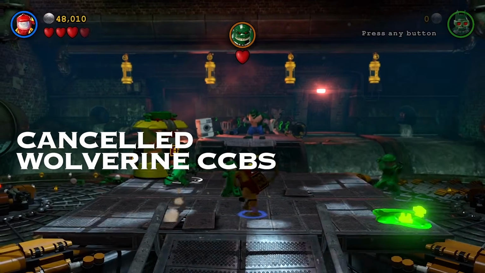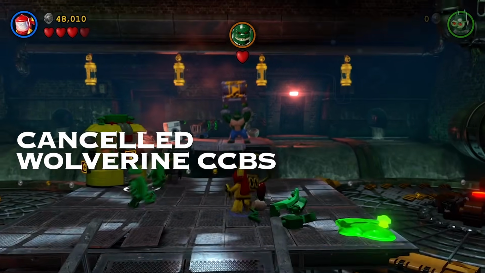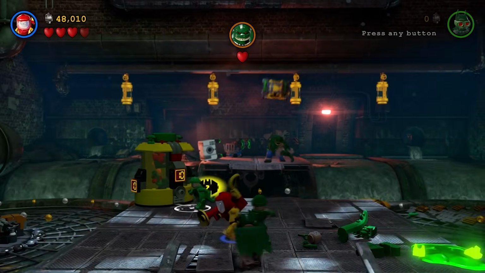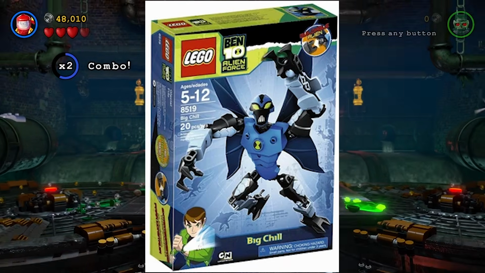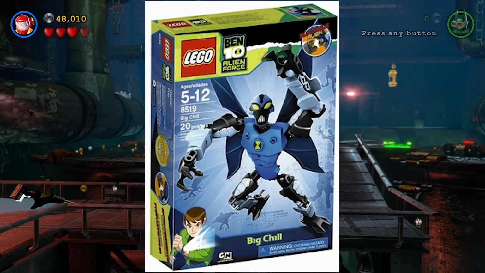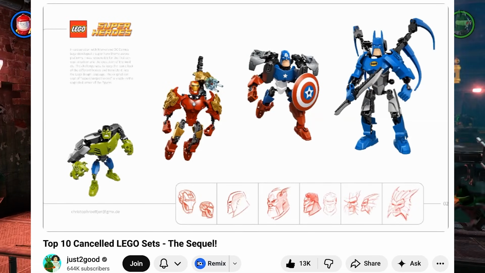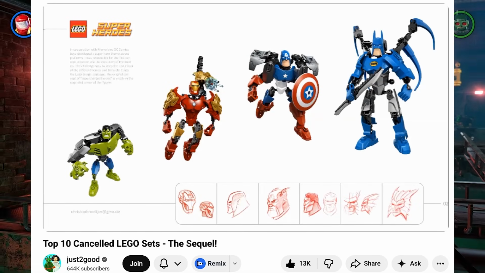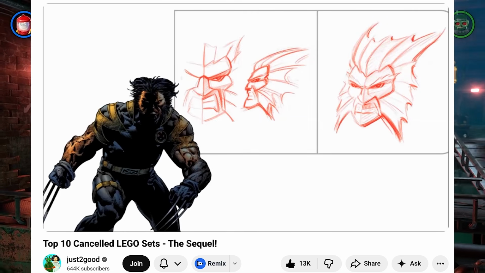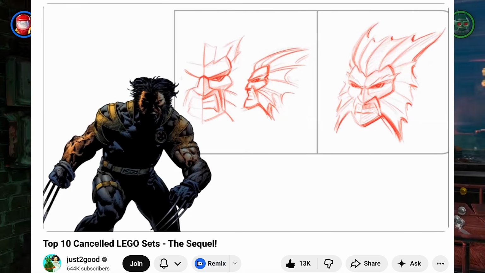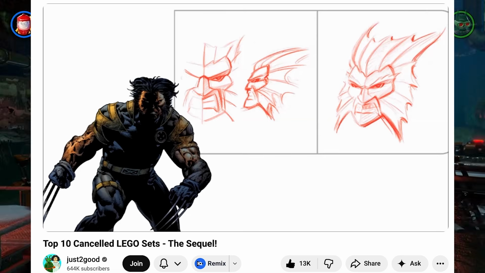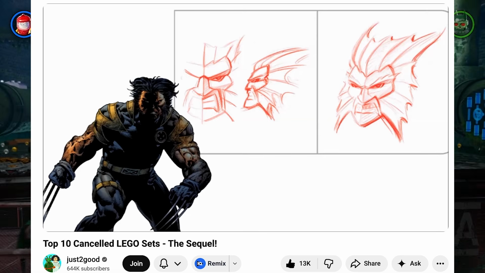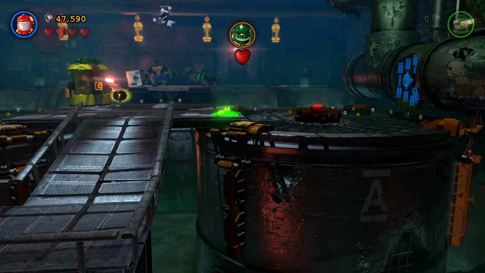Cancelled Wolverine CCBS. CCBS is the name given to the type of sets that include Bionicle, or those Ben 10 sets you totally forgot about until now. In 2012, there were these superhero buildable figure sets, and there was concept art for a Wolverine head that was never made into an actual set. The set was likely canceled early in production, perhaps because I don't know a single person who bought one of these buildable figure sets when they were released.